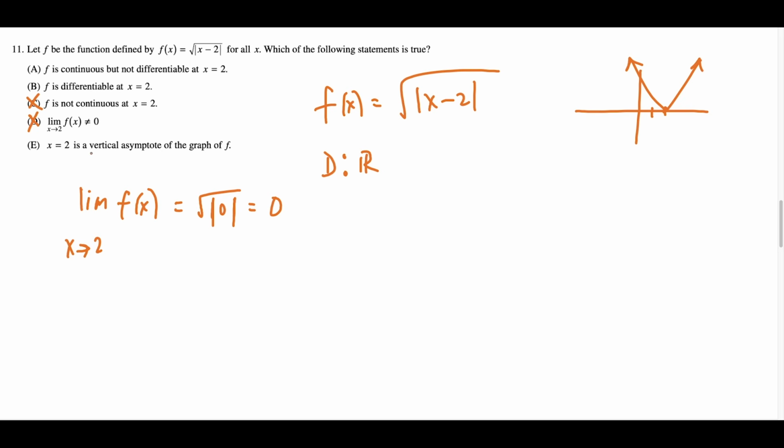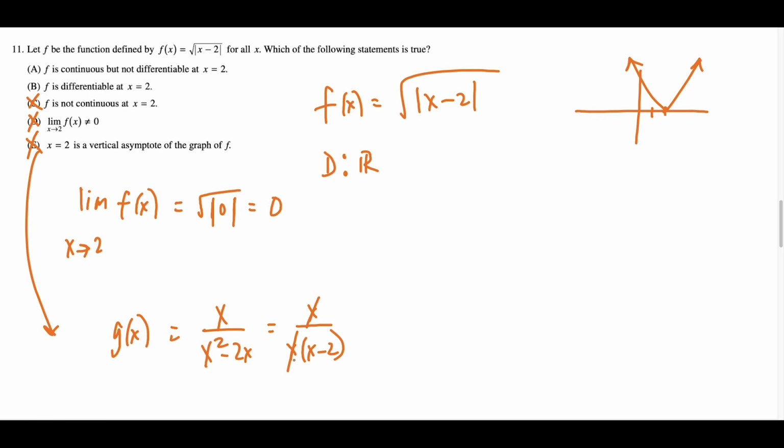Now, x equals 2 is a vertical asymptote of the graph. Remember, the domain is all real numbers, so we don't have any asymptotes. The only time you are going to have an asymptote, let's say g of x, would be if I had something in the shape of this. If I had even something like x over x squared minus 2x, which would give me x over x times x minus 2, and when I factor and cancel everything and I have leftover factors in the denominator, the roots of those leftover factors tell me where my vertical asymptotes are. So in a situation like this, I would have a vertical asymptote, but that's not what's going on here. So now it's between A and B.